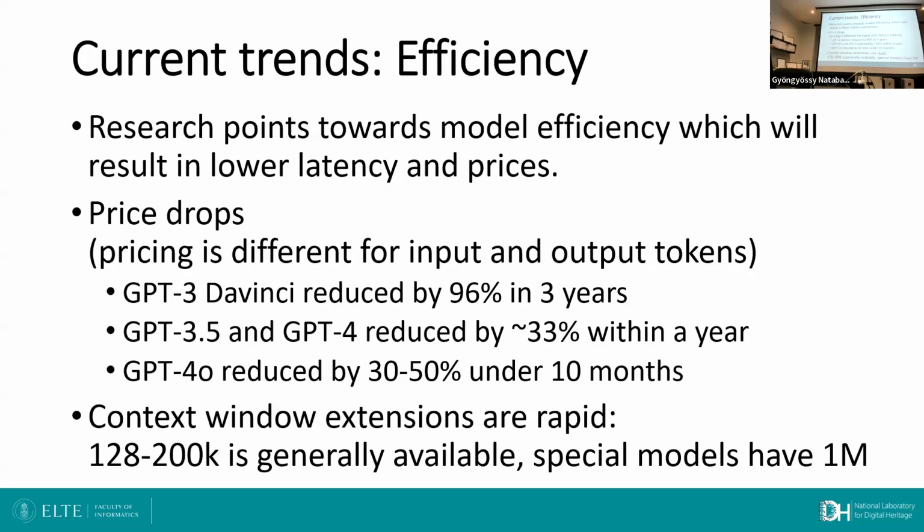The ChatGPT 3.5 and 4 versions reduced by 1/3 within a year, and GPT-4o reduced by 30% in generation and 50% in the input prompt token price in under 10 months. So this is the API cost of it, not the subscription, but the API cost. So basically every year the price gets halved, and we are talking about increasing capacity as well. So for the same performance, the price drops more than 50%.